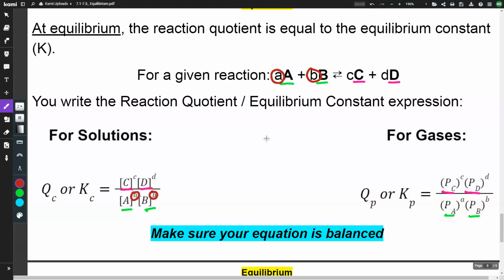And a key thing right here, anytime you're writing out one of these expressions, you always want to make sure your equation is balanced. So you need those coefficients from the reaction. If your equation is not balanced, your coefficients are going to be wrong, and then your reaction quotient or your equilibrium constant expression is also going to be wrong. So make sure that you balance beforehand.